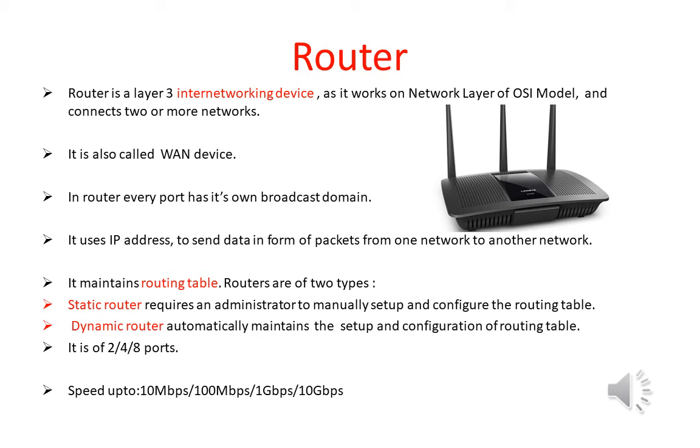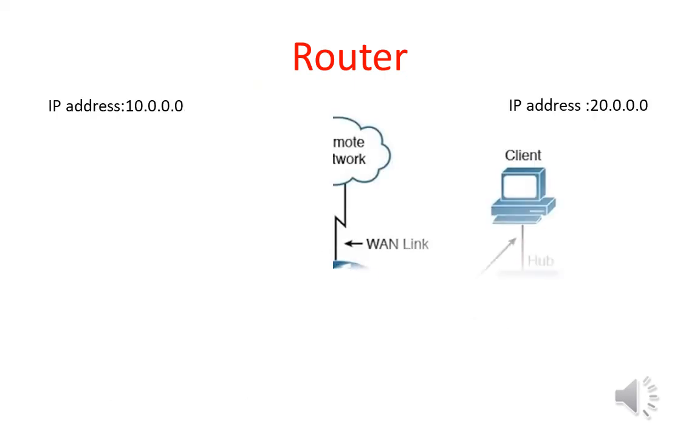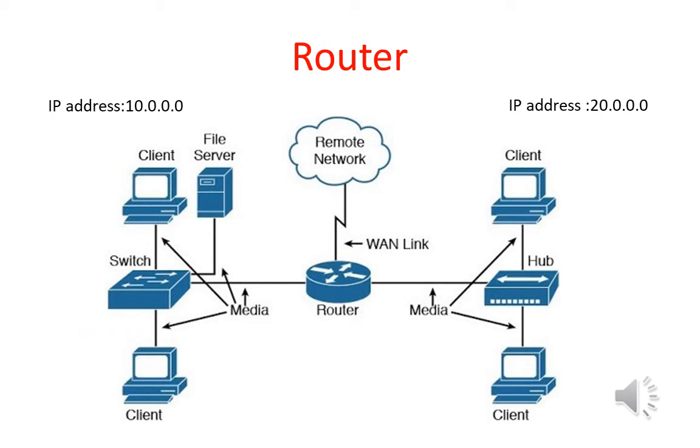Static router requires an administrator to manually set up and configure the routing table. Dynamic router automatically maintains the setup and configuration of the routing table. It comes with 2 or 4 or 8 ports. It has speed from 10 Mbps to 10 Gbps. Here is the figure of router connection. It connects two remote networks having different IP addresses, so it is useful for configuring a wide area network.